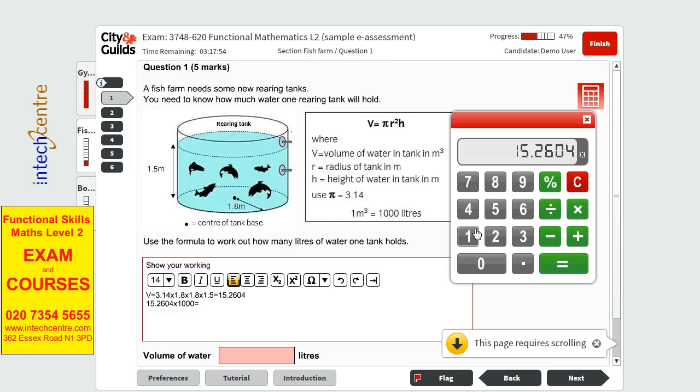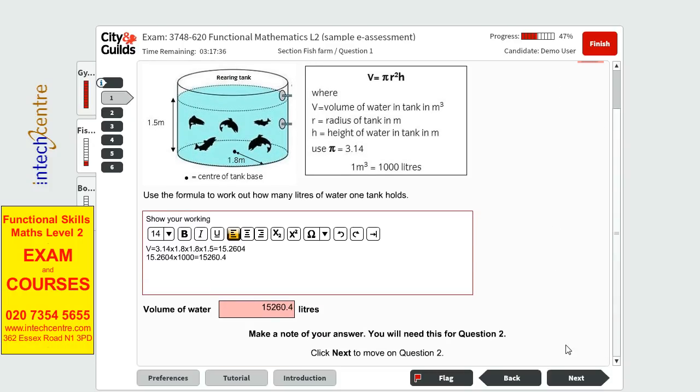Times 1000, and it will equal 15,260.4 liters. So you can just put this down in your answer box. Now, as we are done with this question, we can move on.